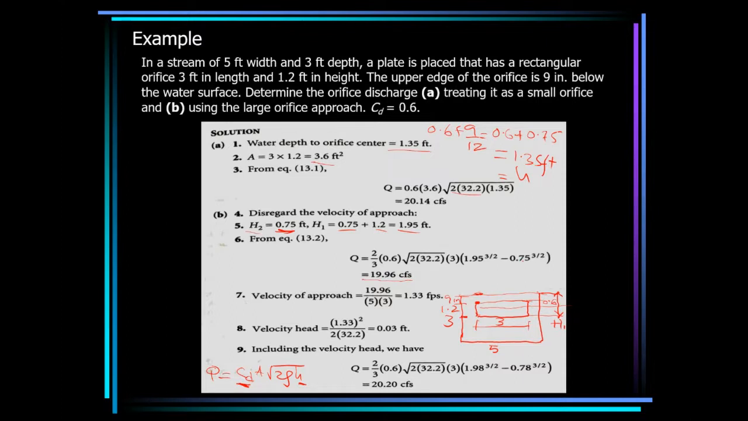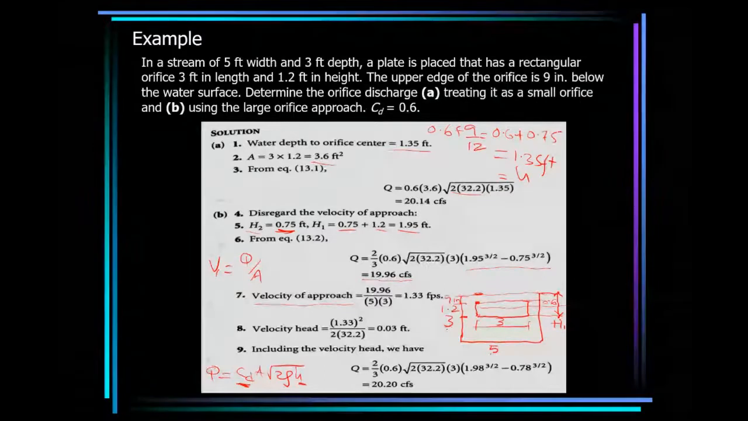Now, if we want to include the velocity of approach, in the first one we neglected the velocity of approach. Now, if we want to include it, we use this Q to find the velocity of approach, which is simply V equal Q over A, and this is V1. The area is the area of the channel, which is 5 by 3. The velocity is in feet per second.